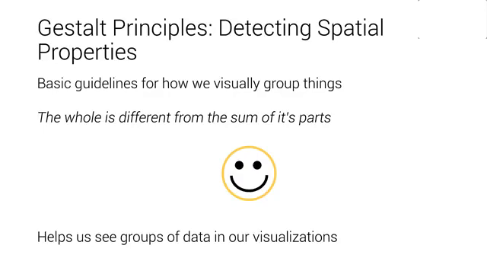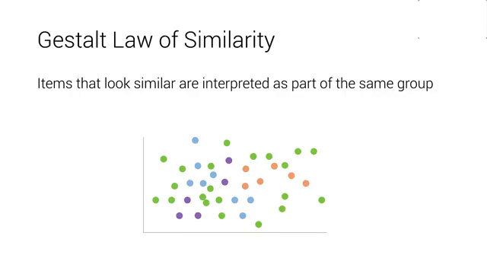For those of you coming from a user experience angle, you might be familiar with a wide range of different Gestalt principles that we use in UX design. I'm going to focus just on three that are very commonly used in visualization. That is the law of similarity, the law of proximity, and the law of enclosure. So the law of similarity tells us that items that look similar are seen as part of the same group.